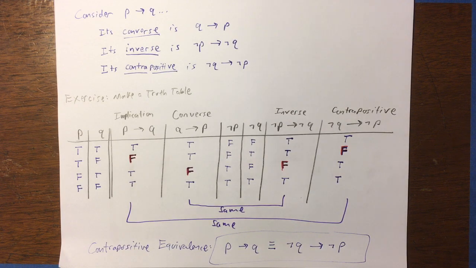I think this is the end of section 1.1. What I'm going to do next is actually skip ahead to 1.3 and discuss more logical equivalences, and then we'll get to 1.2 after that.